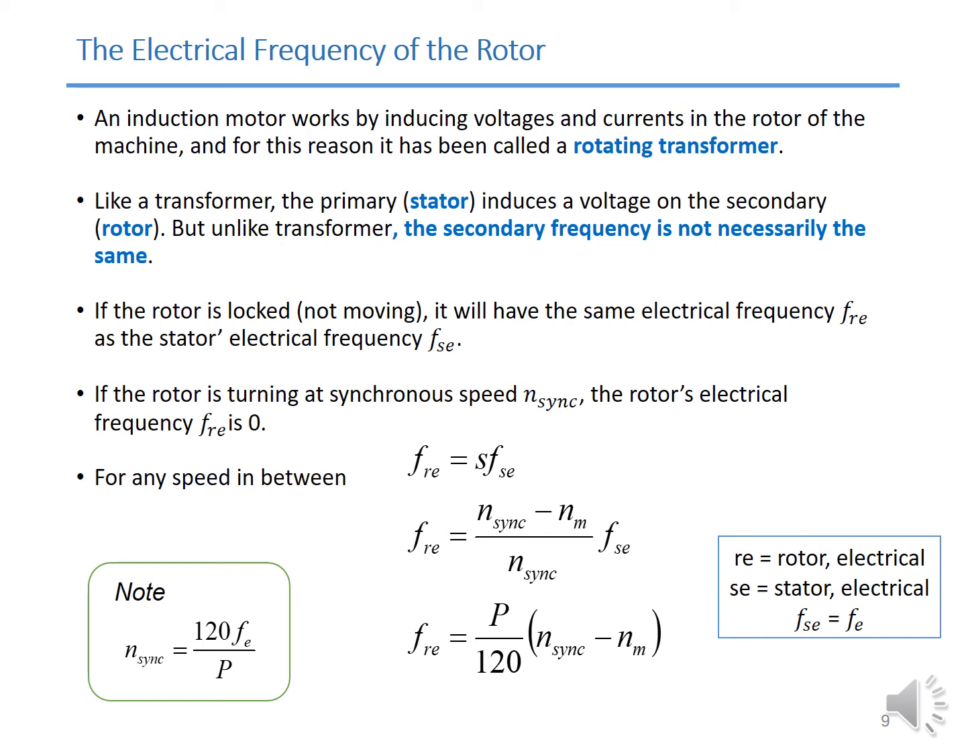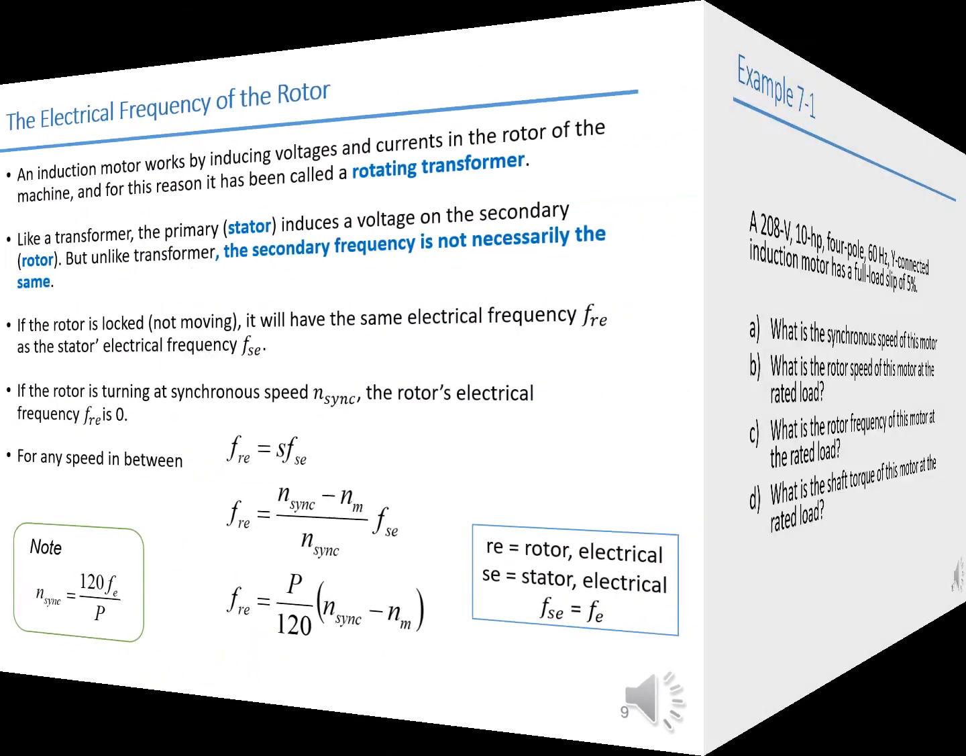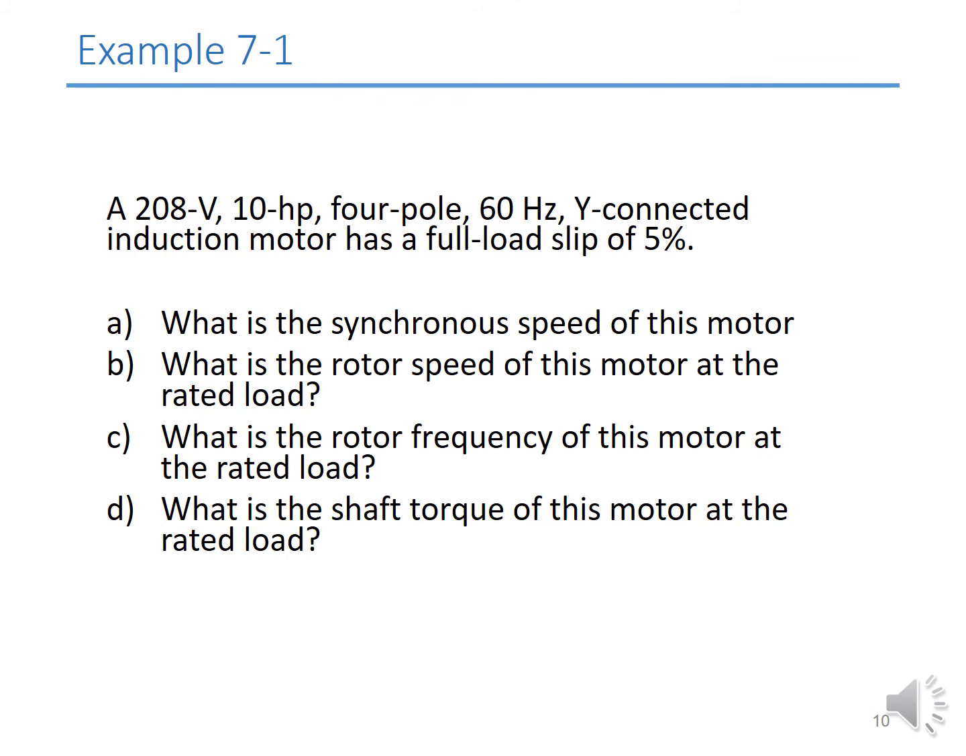The other two equations you have here are just rewriting the first equation by using the definition of the slip s. This is an example of a question for analysis. We have a 208 volt, 10 horsepower, 4 pole, 60 hertz, Y-connected induction motor, and it has a full load slip of 5%.